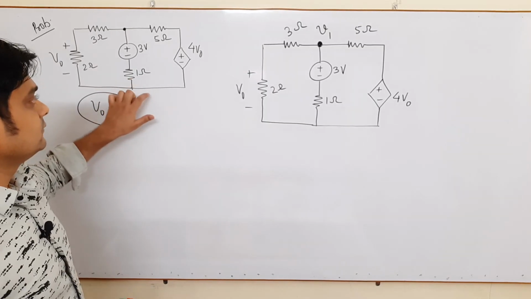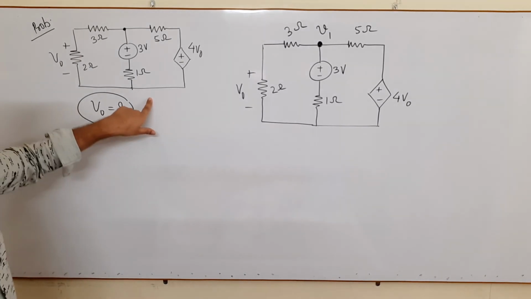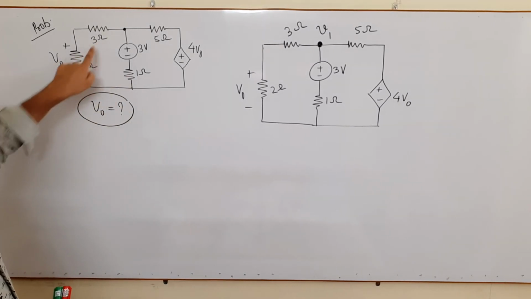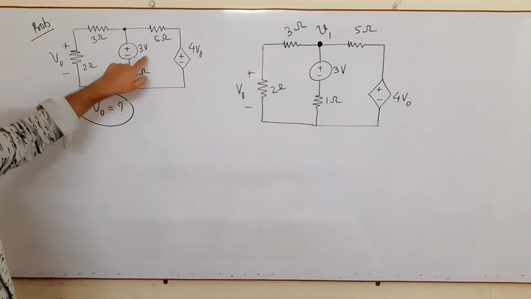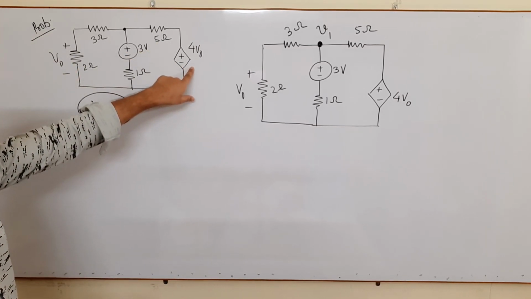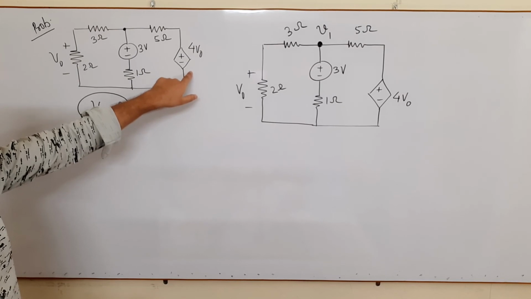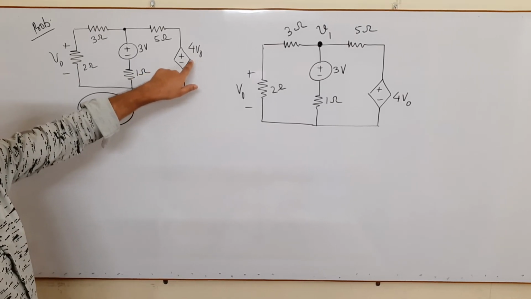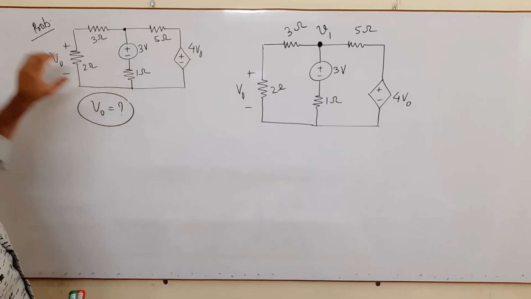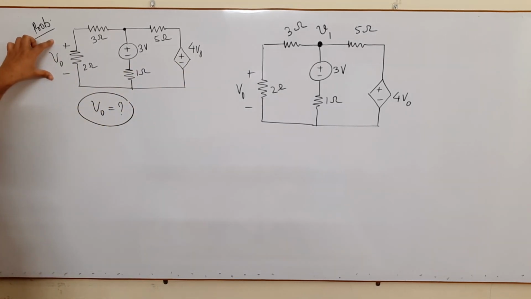Okay, please see this circuit. Here it is 3 ohm, 2 ohm, the voltage across this 2 ohm resistance is V0, 1 ohm, 3 volt, 5 ohm, and this is a 4 V0 dependent source. As I told you earlier, this is a dependent source whose value depends upon this V0, where this V0 is appearing across the 2 ohm resistance. Very important.